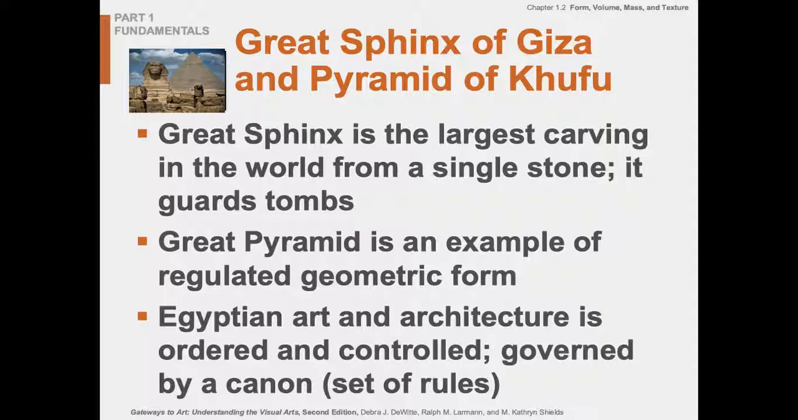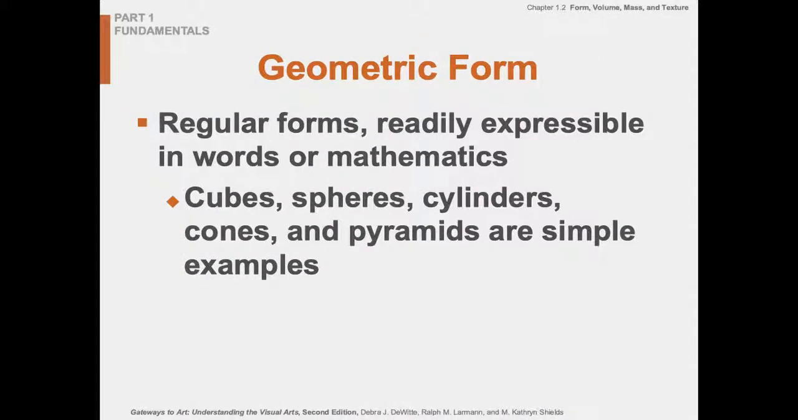So it's an example of a regulated geometric form. Egyptian art and architecture is controlled and governed by a set of rules. So our authors do a good job of breaking down each term, like form and mass and so on. But they also kind of are preparing you for the rest of the book and the art world, by extension, by explaining where we're going. And Egyptian art and architecture has these set of rules, but you don't need to focus on that so much. The point is that it's a geometric form, and we talked about this in chapter 1.1.